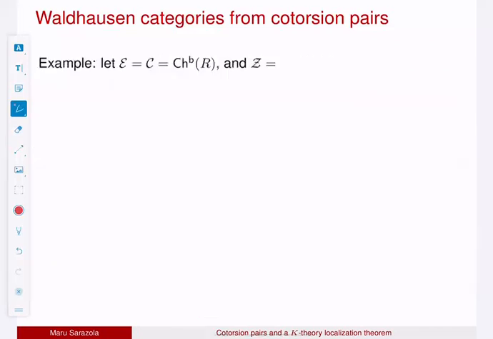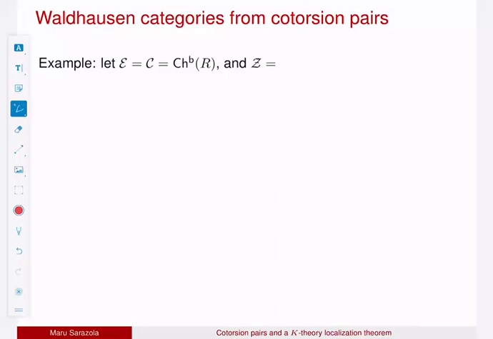Okay, so now we have this machinery that, given a cotorsion pair and a class of acyclics, spits out a Waldhausen category collapsing all those acyclics. Let's try to see, for example, if we can use this machinery to construct the Waldhausen structure on chain complexes that we were talking about earlier.